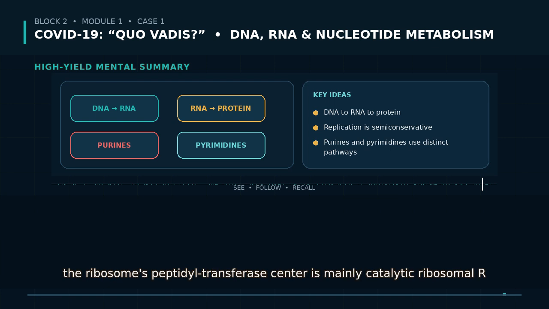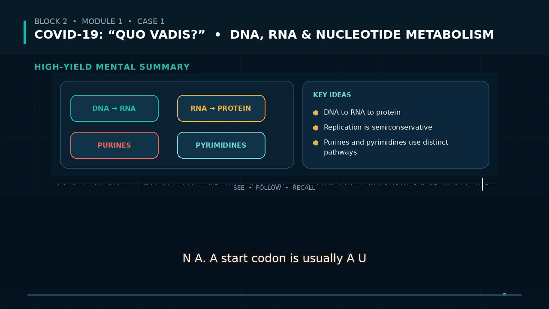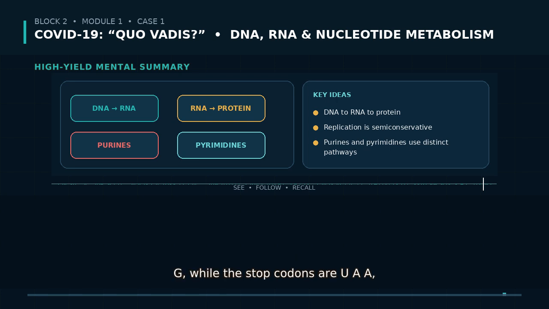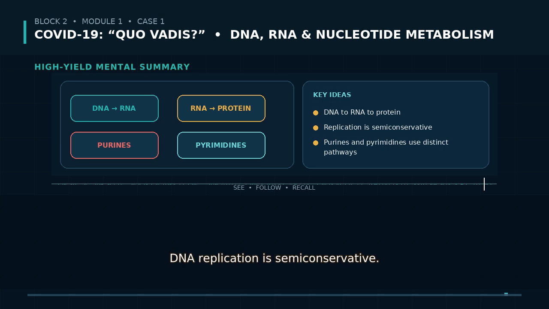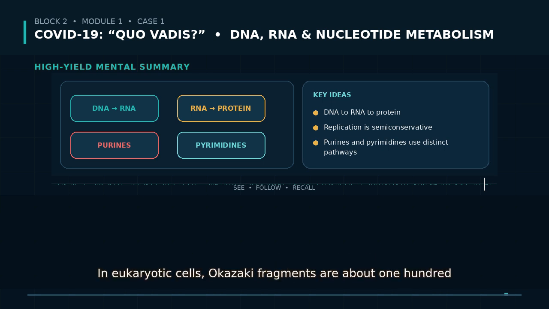Ribosomal RNA makes up roughly 80% of cellular RNA, transfer RNA roughly 15%, and messenger RNA roughly 5%. Svedberg values describe sedimentation and are not arithmetically additive. Precursor messenger RNA contains introns and exons, and small nuclear RNA helps perform splicing.